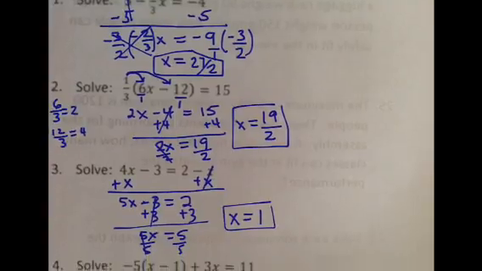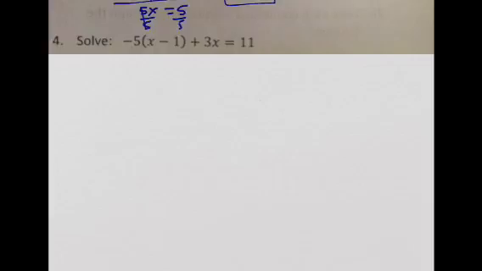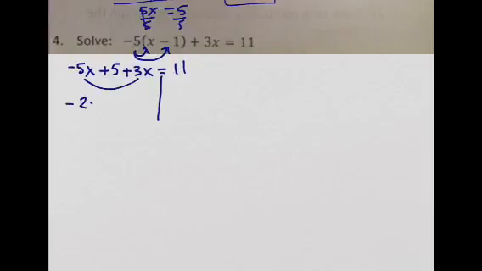Okay. Number 4. I'm going to distribute the negative 5 here and here. So that gives me negative 5x plus 5, because negative times negative is positive, plus 3x equals 11. So remember, we always try to combine like terms on the same side of the equation. So right here, negative 5x and 3x, that's negative 2x plus 5 equals 11.